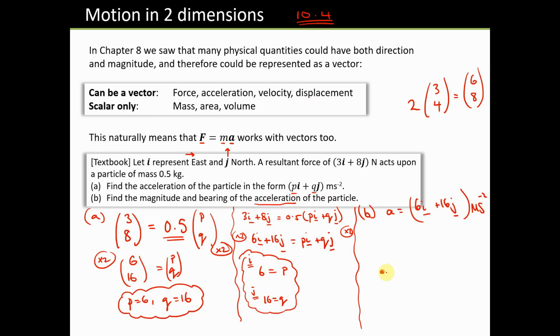So we start here, let's go 6 across, and let's go 16 up. So it's going to be a bit steeper, and it's going to look like this. And we can draw the triangle out, 6 and 16. So the magnitude is nice and simple. The magnitude is where we do Pythagoras. So we're going to do 6 squared plus 16 squared, and we're going to square root it.